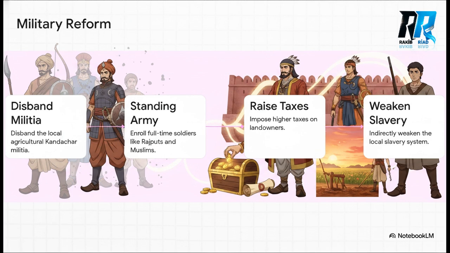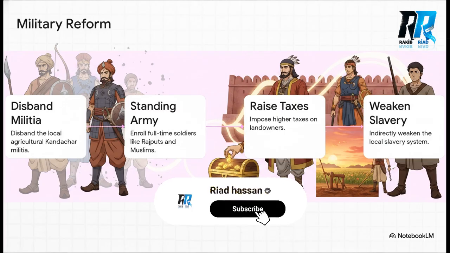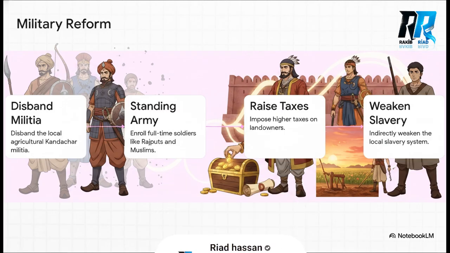Here is the step-by-step breakdown of how he reorganized his forces. First, he disbanded the traditional local agricultural militias, known as the Kandashar. Instead, he enrolled full-time, highly disciplined soldiers, including Rajputs, Muslims, and tribal men, creating a dedicated standing army. To fund all this, he imposed higher taxes on landowners. Now, what's genuinely surprising here is that this indirectly weakened the local slavery system. Landowners whose slaves were recruited into the army suddenly had to pay higher taxes while simultaneously losing their free agricultural labor.